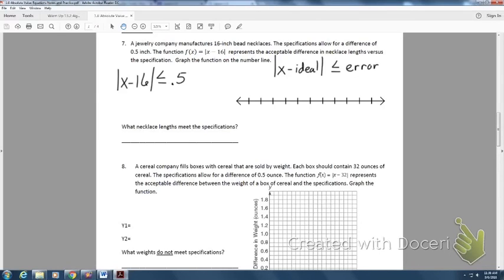So on this one it says a cereal company fills boxes with cereal that are sold by weight. Each box should contain 32 ounces of cereal. The specifications allow for a difference of half an ounce. The function f of x equals the absolute value of x minus 32 represents the acceptable difference between the weight of a box of cereal and these specifications. Graph the function. What's the ideal weight? What's the error allowed? Okay, so writing that, that's all you've got to look for, really. What is the ideal measurement, and what is the error that they are allowing?